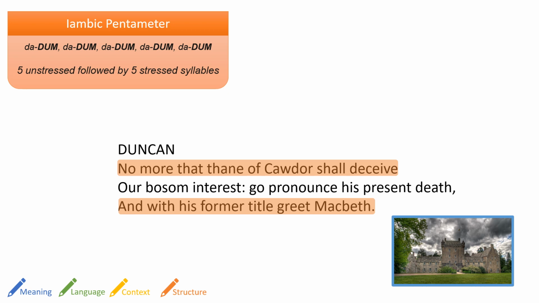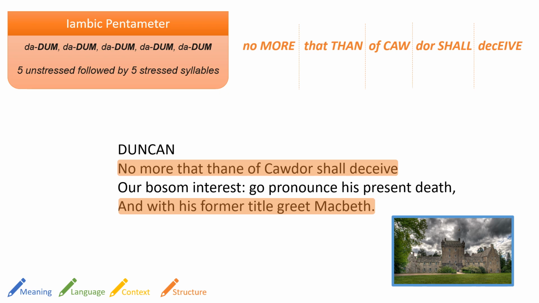So first thing, it's a pentameter. Rather than being a tetrameter with 4 pairs of stressed and unstressed syllables, we've got a pentameter. So we're going to have 5 pairs. And it's not trochaic, it's iambic. That's the opposite way round, that it's unstressed followed by stressed. "No more that Thane of Cawdor shall deceive." Okay, the stress there is always on the second syllable.